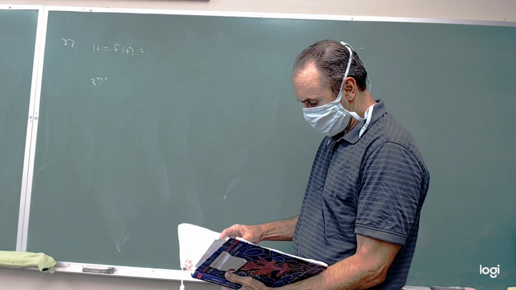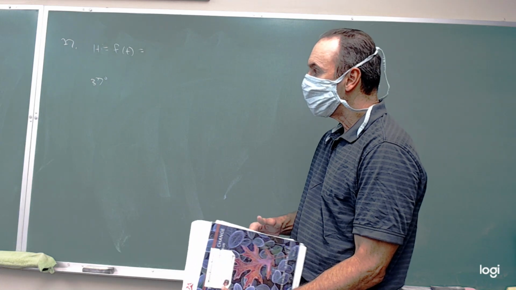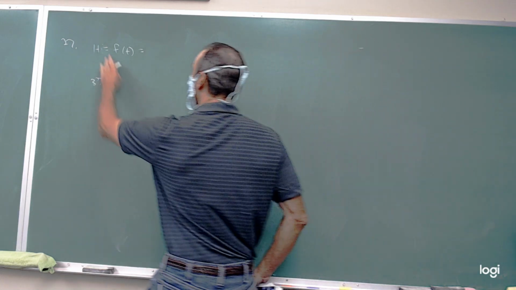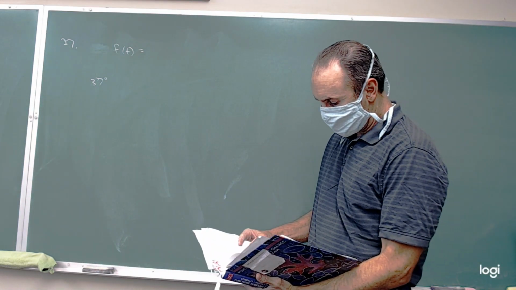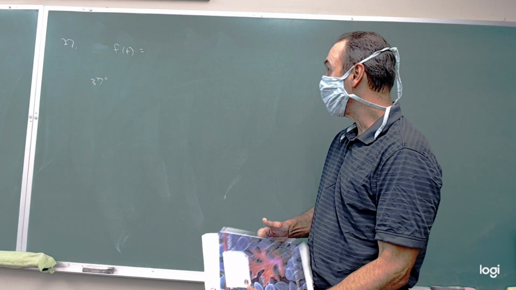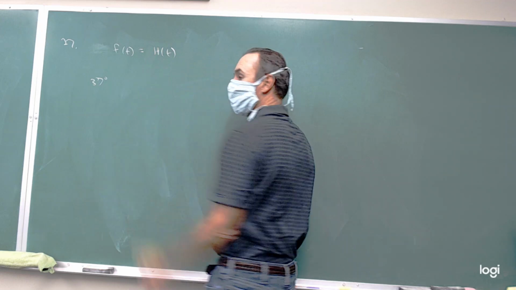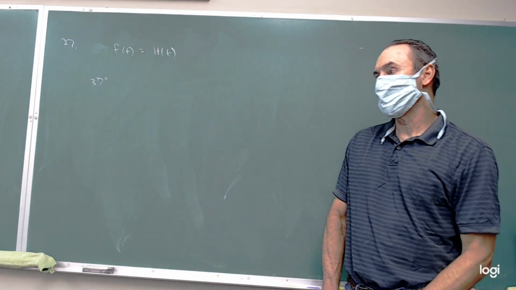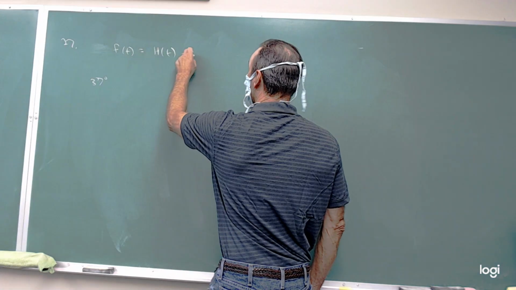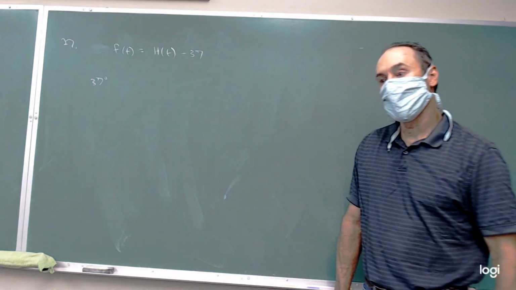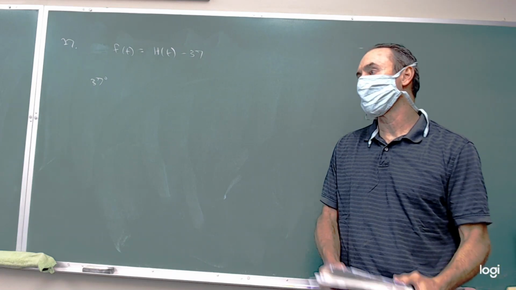So H of T is the thermometer reading, and we want F of T to be the degrees greater than normal. So what I think we want to do is measure our temperature, and we're going to call that capital H of T, and then subtract the 37 to see how much greater than normal that is. You have to kind of sort your way through all the words on this.